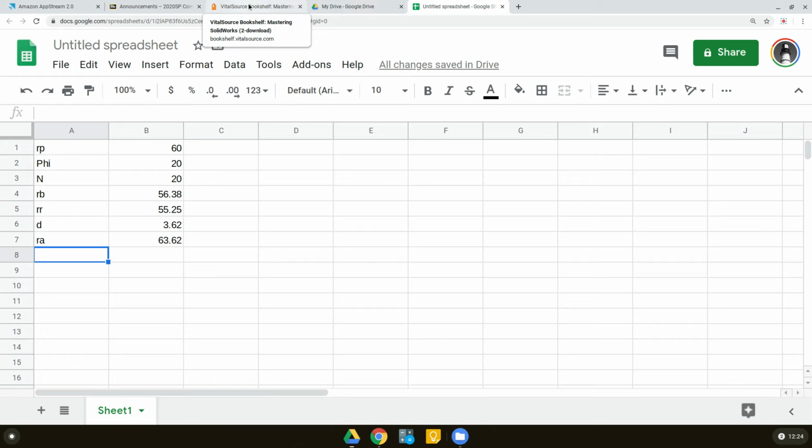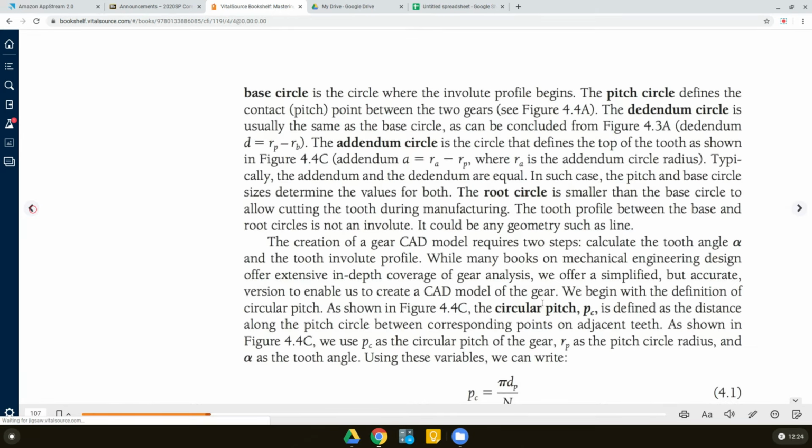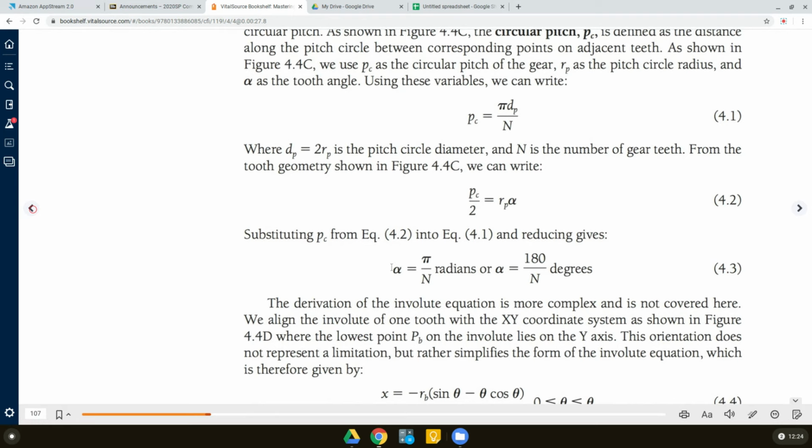Then let's see. Next, we need to calculate the tooth angle alpha. That's another thing we need, tooth angle alpha. So let me go over that calculation. Alpha is equal to, you can calculate either in radians or in degrees. If you want to calculate in radians, you take pi radians divided by capital N, which is the number of teeth which is given in the problem statement. But I'm going to calculate in degrees.